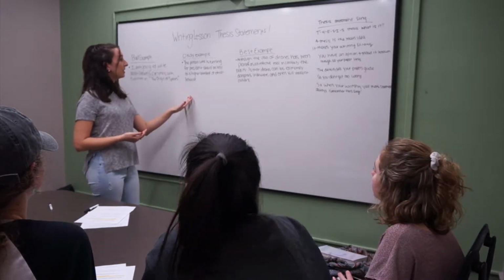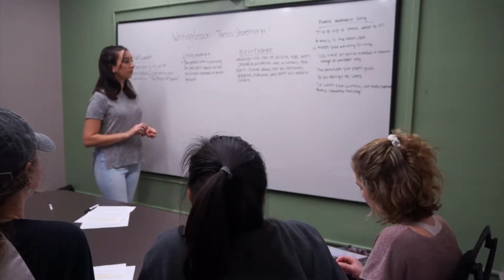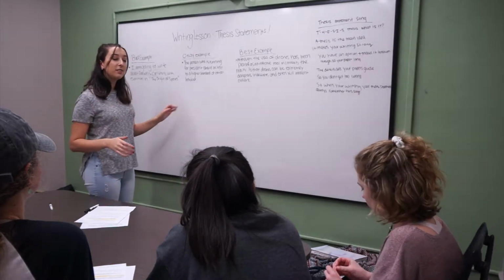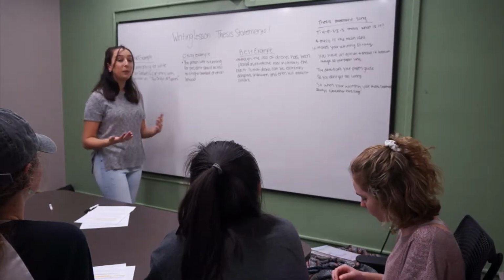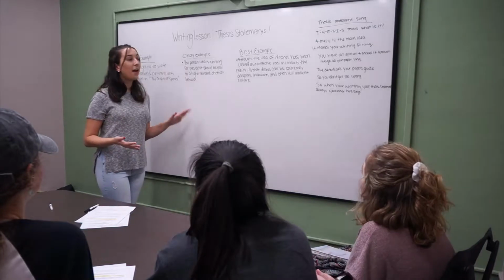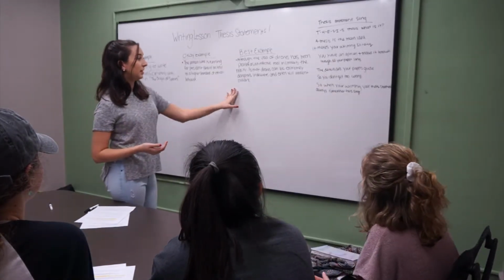Lily, can you read our next example? The person who is running for president should be held to a higher standard of ethical behavior. Awesome. So this is an okay example of a thesis statement because we know that this person thinks the president should be held to a higher standard of ethical behavior, but we don't know why, and that's why it's only okay. So Margaret, can you read us our best example?